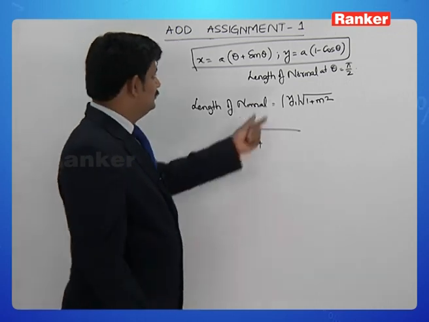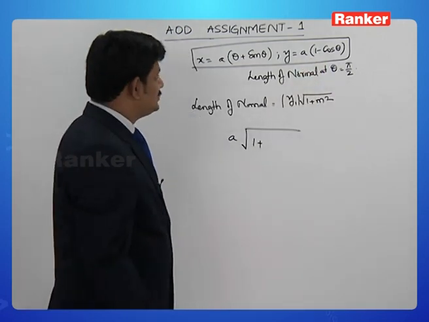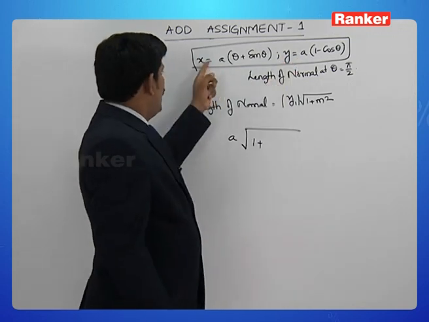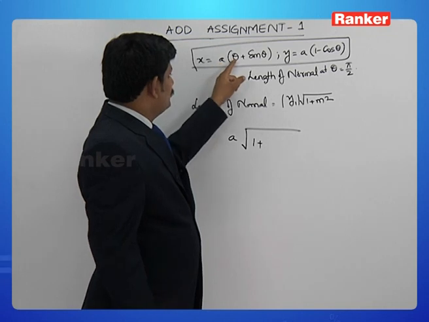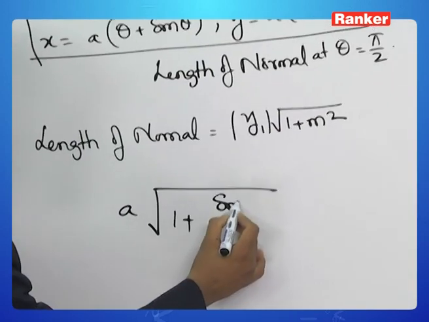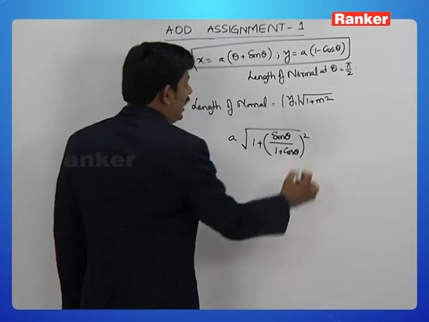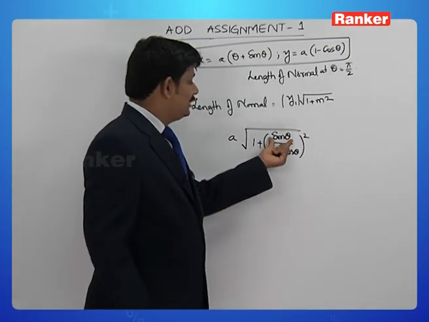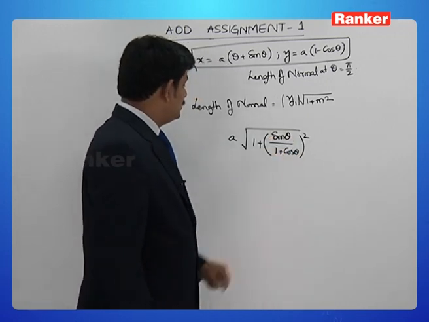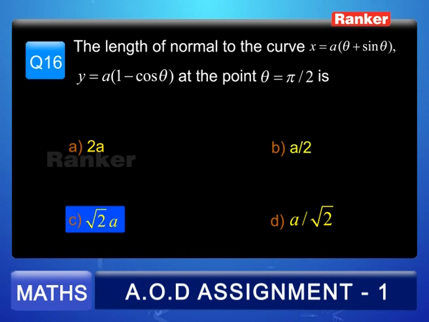Differentiating, the derivative of a into 1 minus cos theta is a sin theta. So dy by d theta is a sin theta, and dx by d theta is a into 1 plus cos theta. So a gets cancelled, and the slope is sin theta by 1 plus cos theta at any point. When theta is equal to pi by 2, sin pi by 2 is 1 and cos pi by 2 is 0, so this quantity is 1. Our length of the normal is root 2a. It's option C, root 2a.